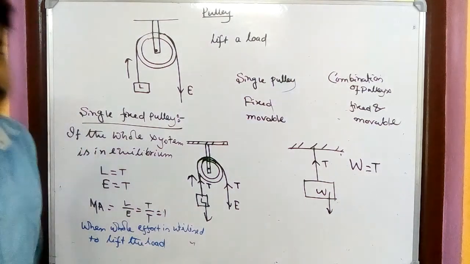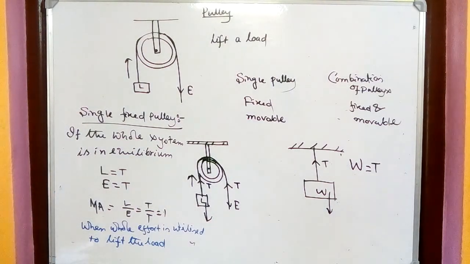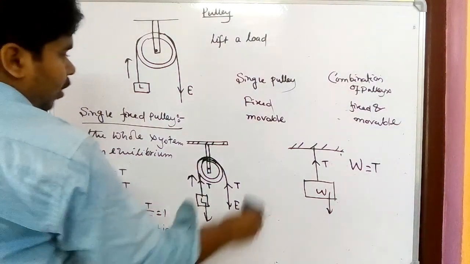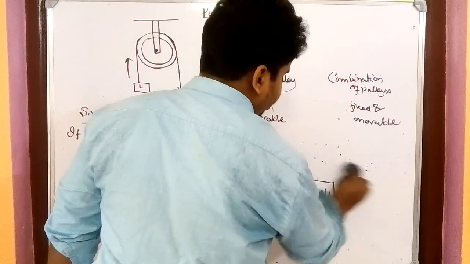If some effort is lost due to some other reason, then the mechanical advantage should not be 1. I have told earlier also that the mechanical advantage of a body or of a simple machine can be changed depending on the situation. Now we have to learn the velocity ratio.